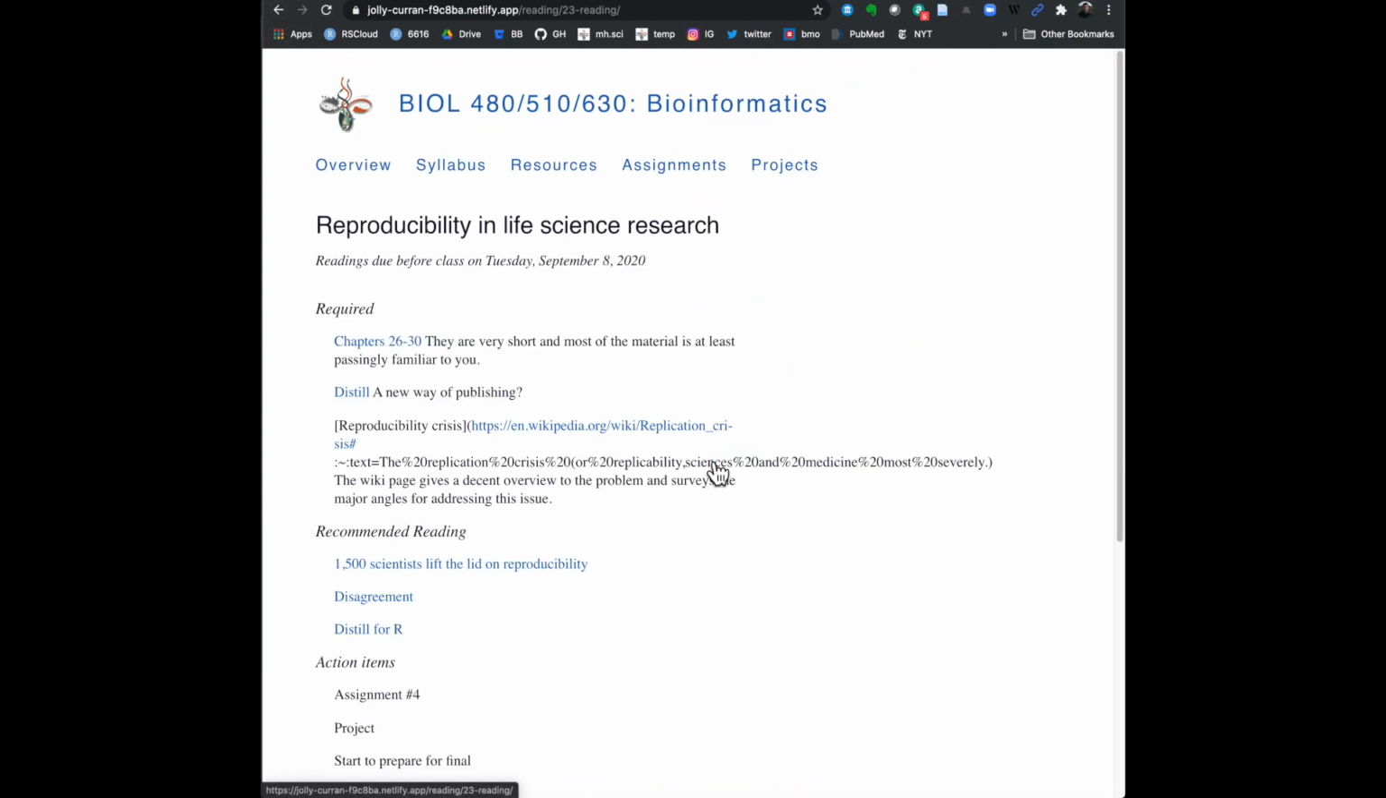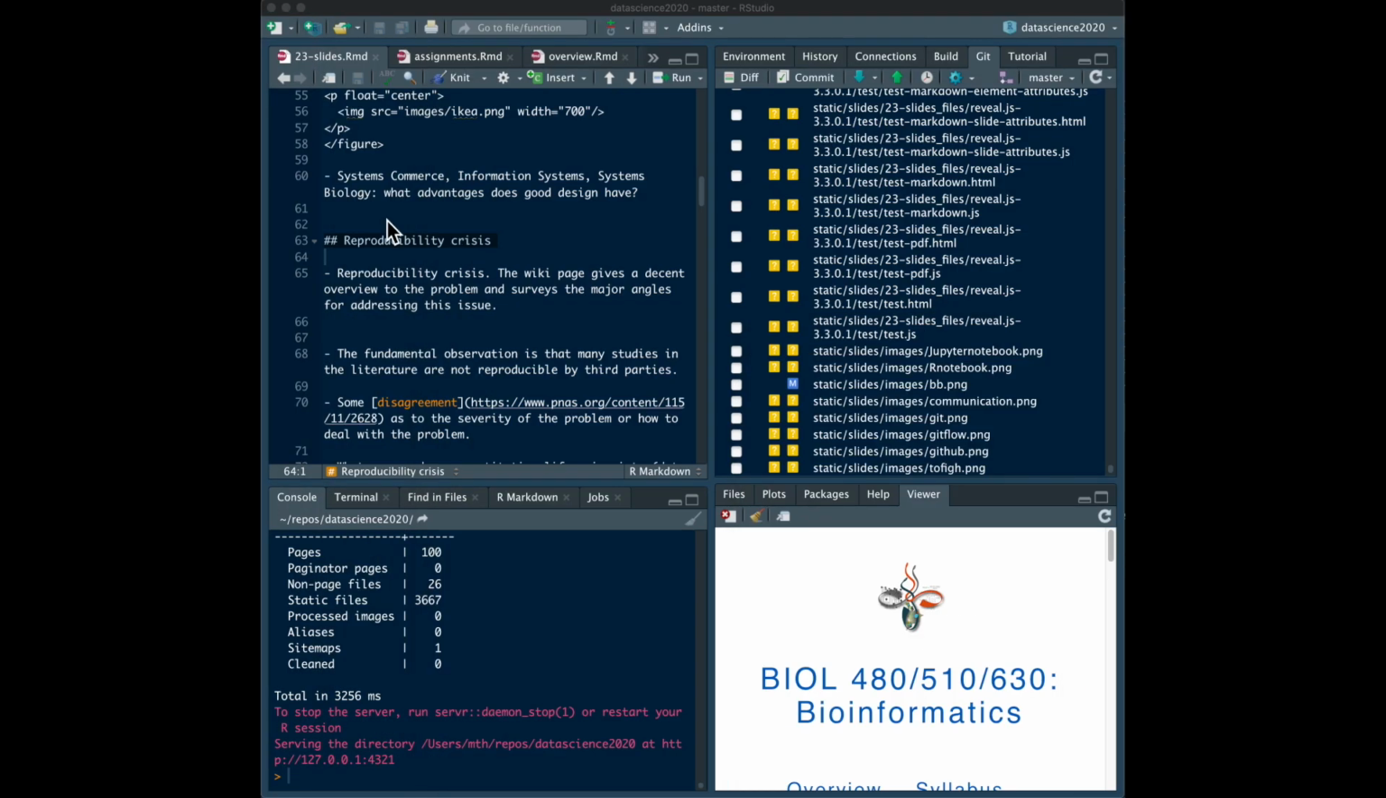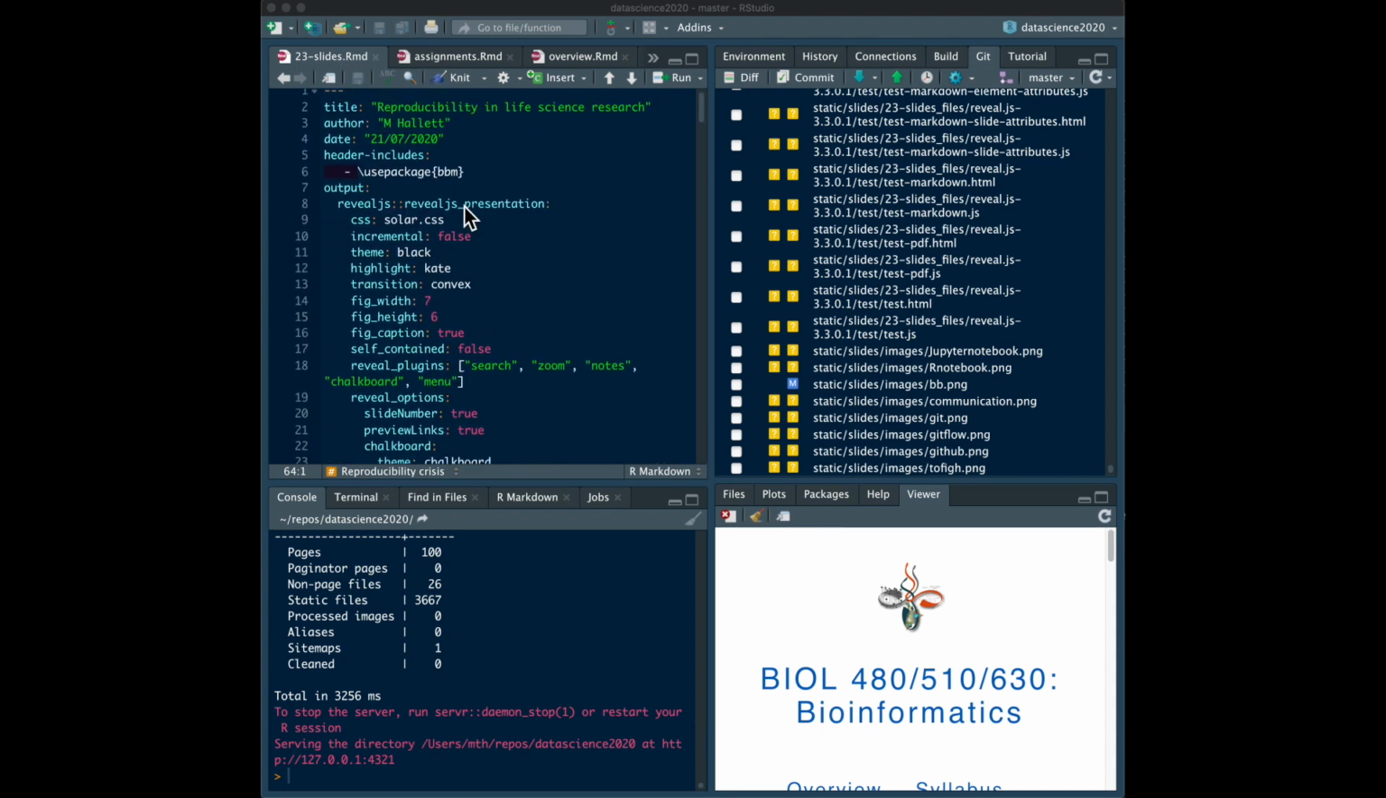And the reading, I can check that the reading is there. Whoops, I see that there's a problem here with the link to the wiki page for the reproducibility crisis, so I should fix that. I'll show you how to do that. I would go back to my page. This is slide 23. I need to find that error.